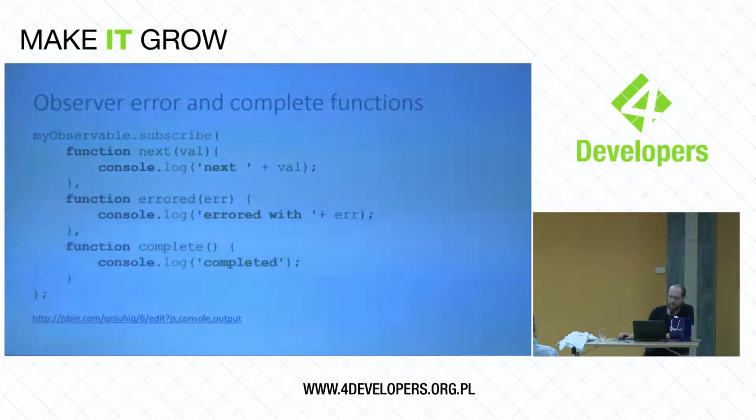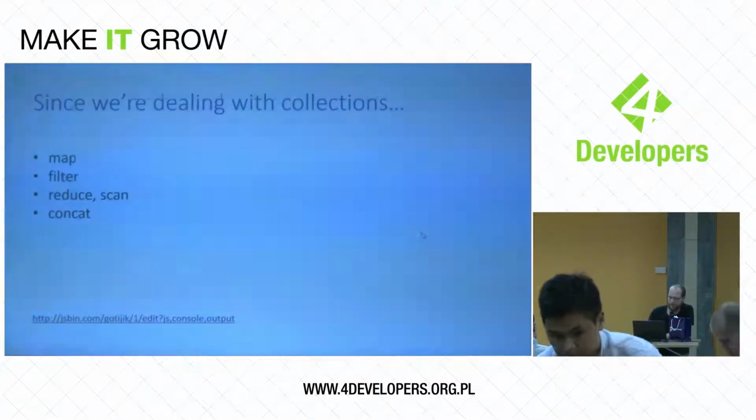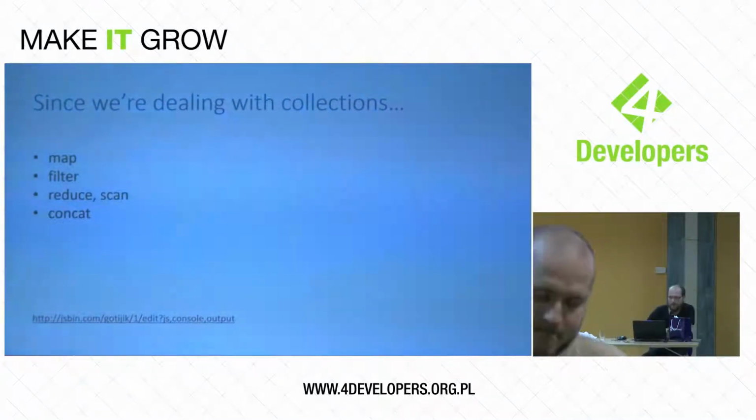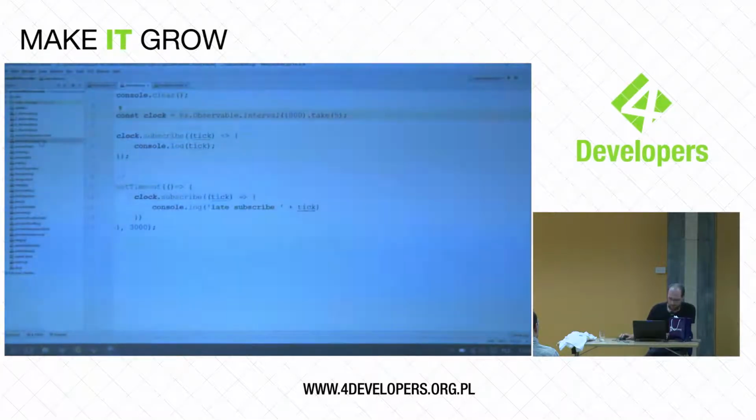Okay, so this is a full subscription example. I can pass 3 functions. And these functions are going to be called on next, on error, and complete. Okay, so since we're dealing with collections of data, even though they're asynchronous, we can use some sweet methods we used to know from synchronous arrays. Like map, filter, reduce. Scan is a new thing. I'm going to show you the difference between reduce and scan. Concat, etc.